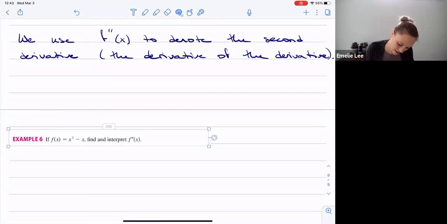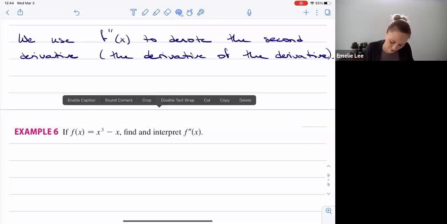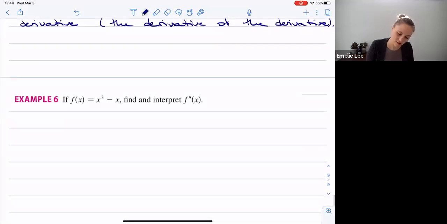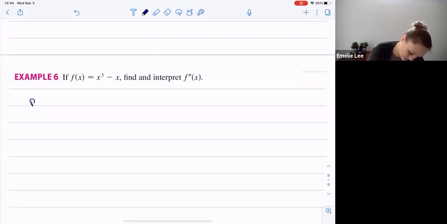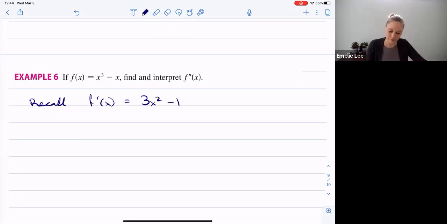Like I said, we're going to use the same function, but now we're going to find the second derivative, and we're also going to interpret the second derivative. Recall that f prime of x of this function was 3x squared minus 1 from example 2.